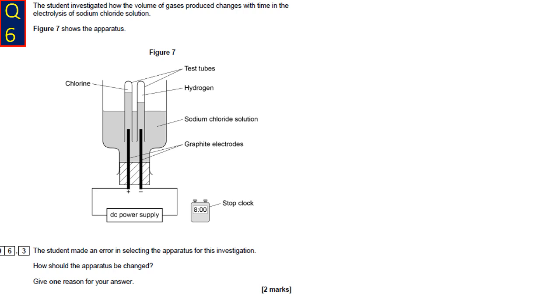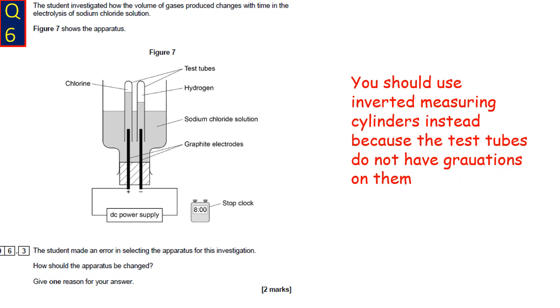So we need to look at the test tube. We are trying in this investigation to measure the volume of gas. If we use test tubes, there's no scale on the test tube. So what we want to use instead is something like a measuring cylinder. We can put it in upside down, filled with some electrolyte, and that will collect the gas. Alternatively, you could use an inverted burette, or we could use gas syringes. Both would be sensible.